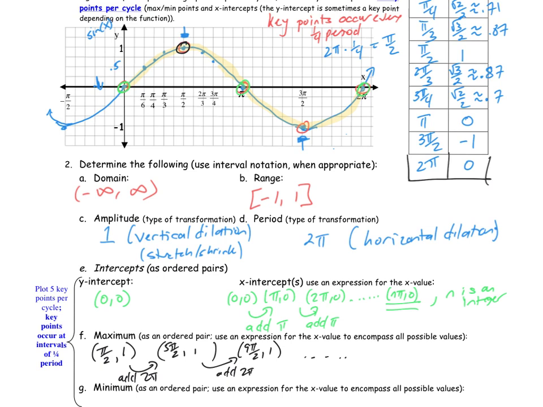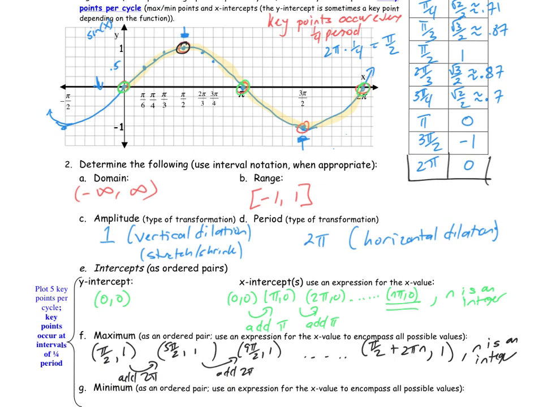So I want to write an expression for all of these values. The way to do that is pick a starting one. Pi over 2 is the one I chose. You could choose any one. And then what do we add to that? We add a multiple of 2 pi. I'm going to add 2 pi n, an integer multiple of 2 pi. That's the x value, and the y value is going to be 1. And then we need to comment that n is an integer.